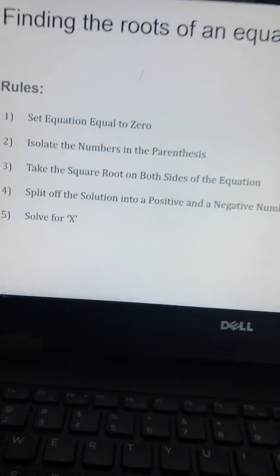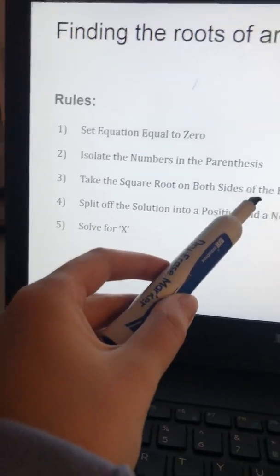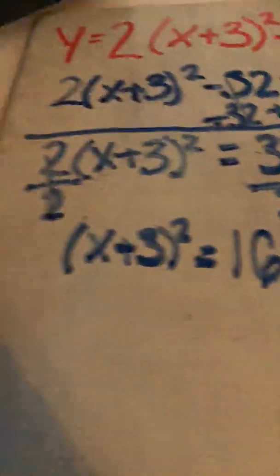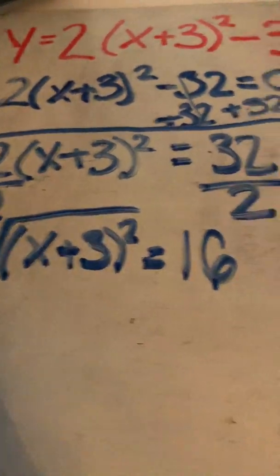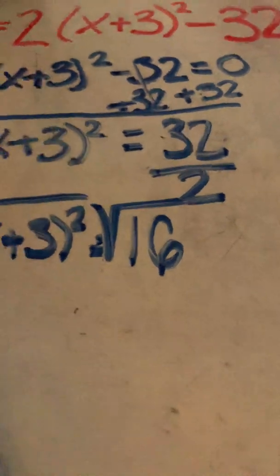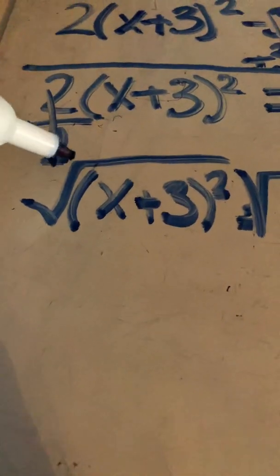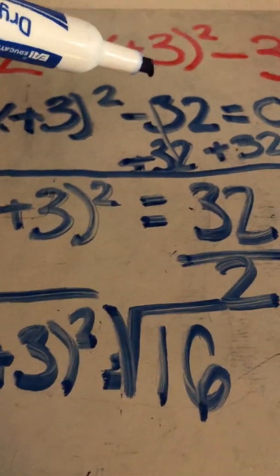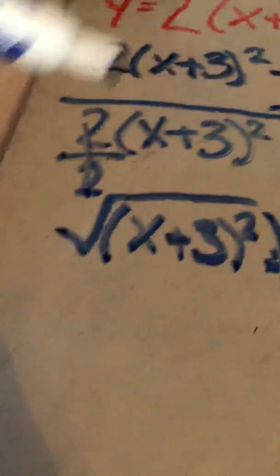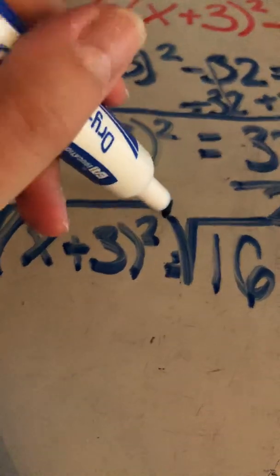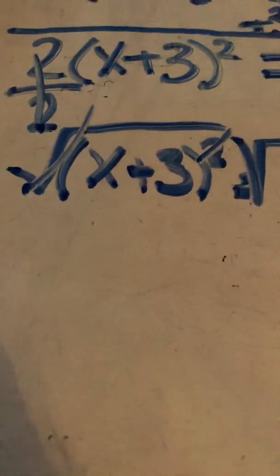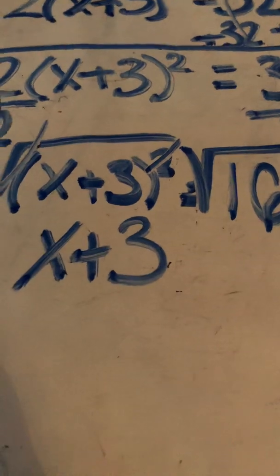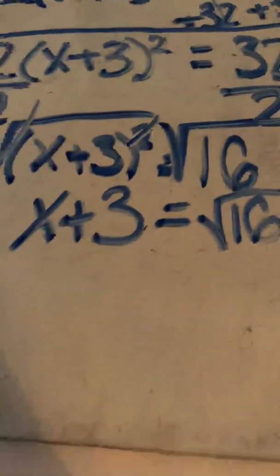My third step is to take the square root on both sides of the equation. So that means you take the square root of this side and the square root of this side. When I take the square root of something being squared, it's like what we did here, subtracting and then adding. It cancels it out. So the square root sign and the square sign cancel each other out, and you're left with x plus 3. Then this will be equal to whatever the square root of 16 is.